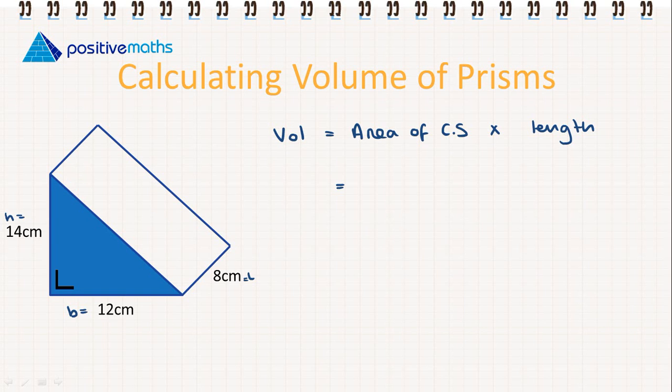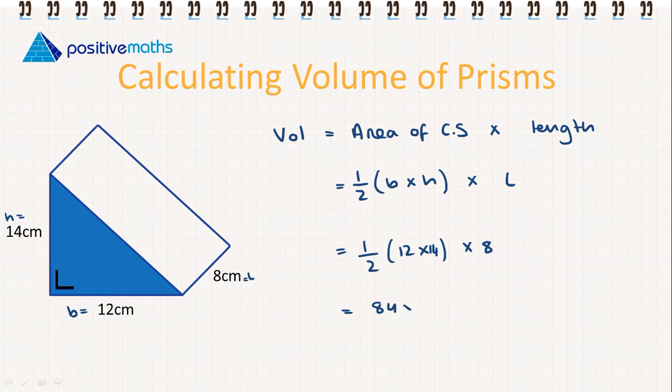So we have to find the area of the triangle. We want to remember that the area is half the base by the height. And then that's going to be multiplied by the length. So we're going to have half 12 by 14 multiplied by 8. So that will give us 84 multiplied by 8. So our volume is going to be 672 centimeters cubed.